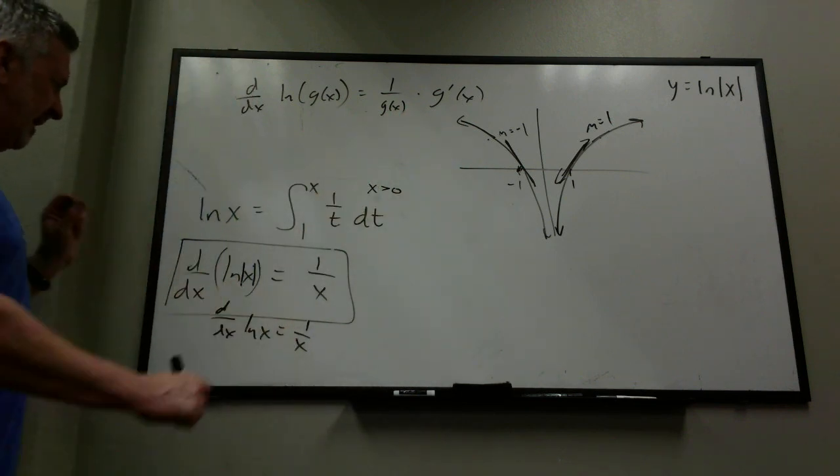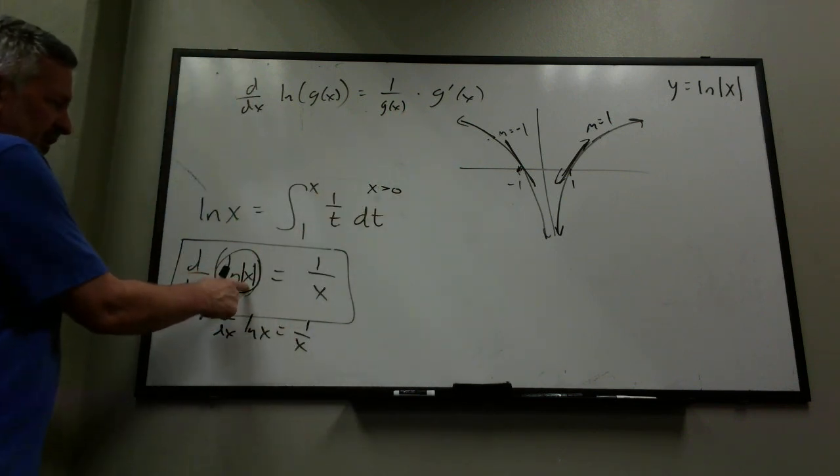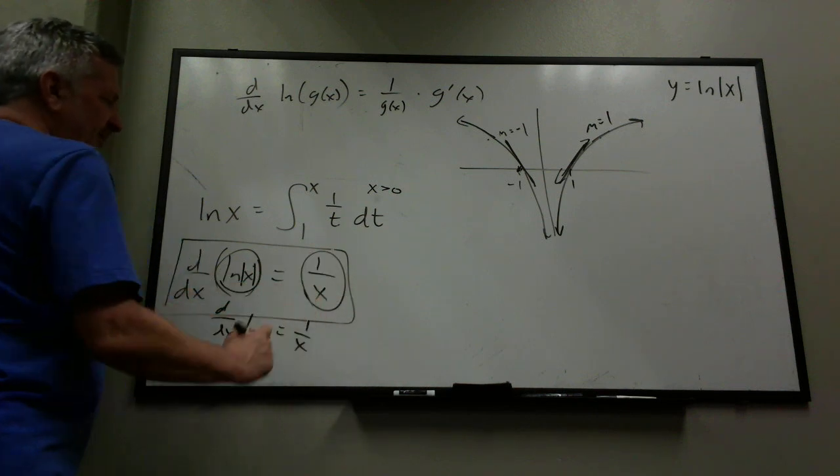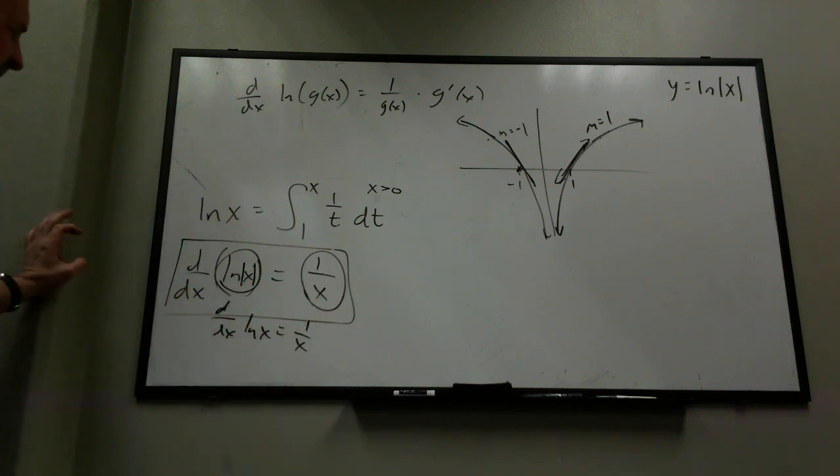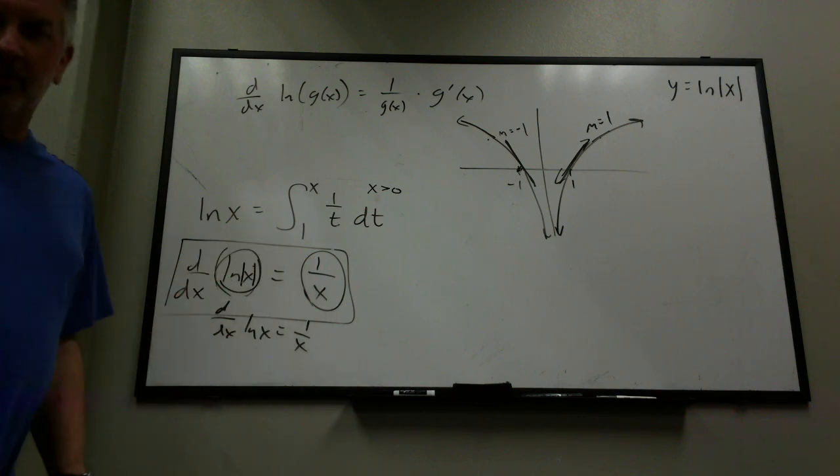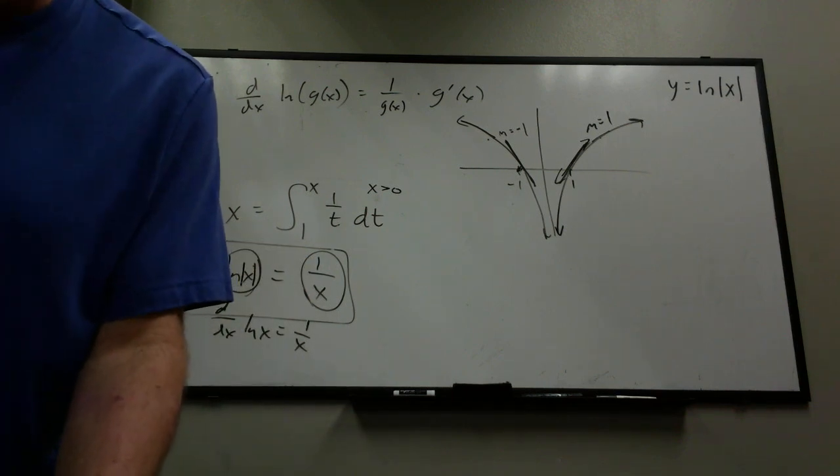And now what's the domain? The domain of this function is all real numbers except 0. The domain of this is all real numbers but 0. So that's why we did that, so we'd have a compatible domain and range here.